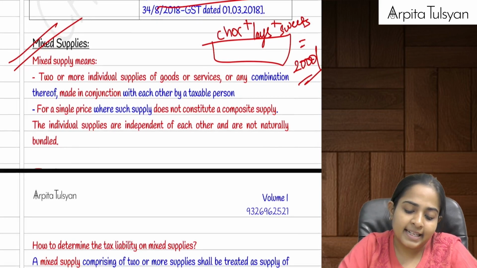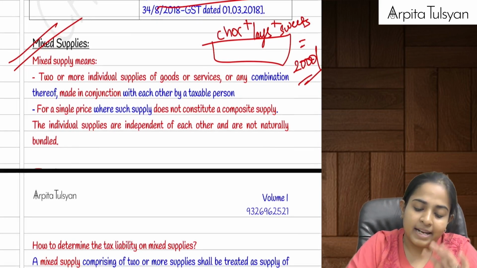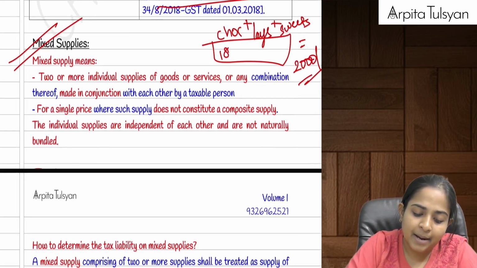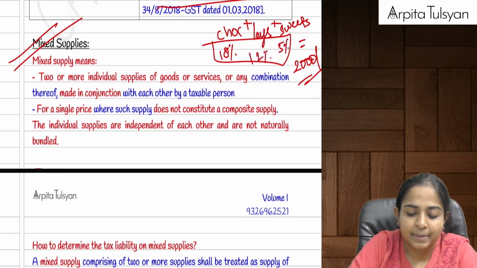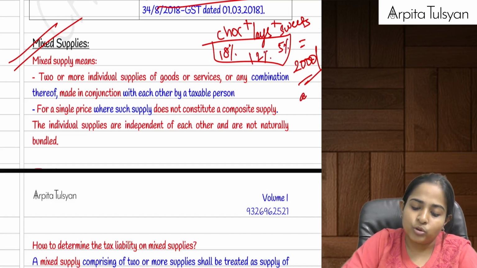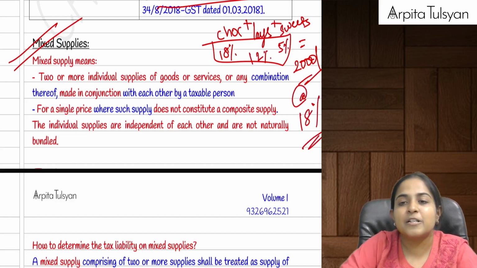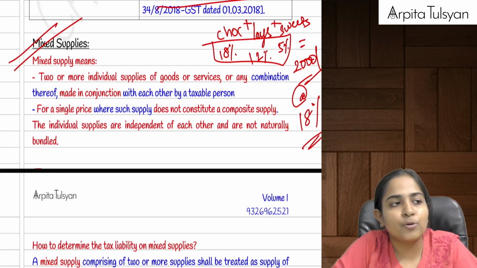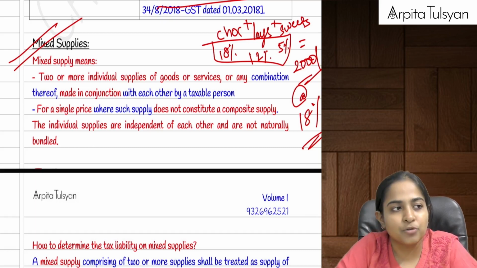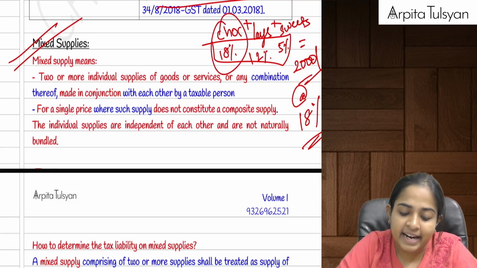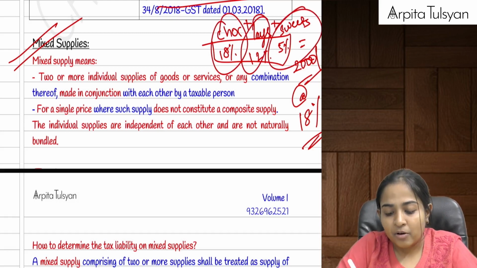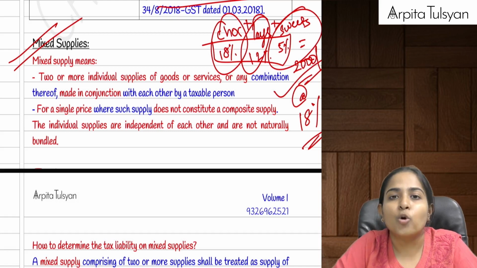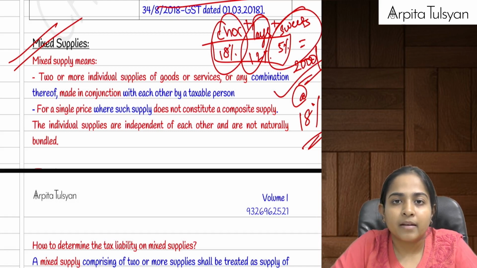So they are telling that on this 2000, let's say on chocolate the GST applicable is 18%. On Lay's, let's say GST applicable is 12%. On sweets, let's say GST applicable is 5%. So on this 2000, the rate of 18% will be applicable. Here we are not supposed to find out what is principal and what is not. Whatever is the highest rate applicable, that will be applicable on the total amount. Are you clear with this?